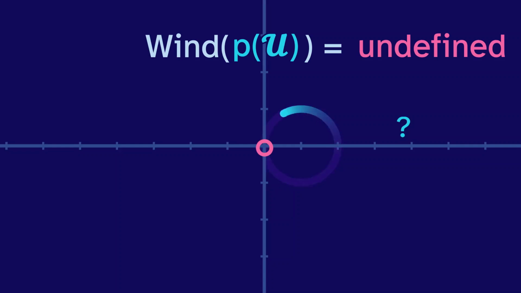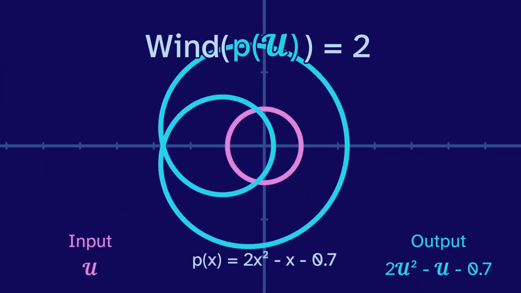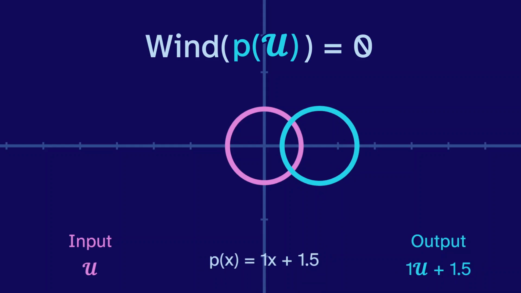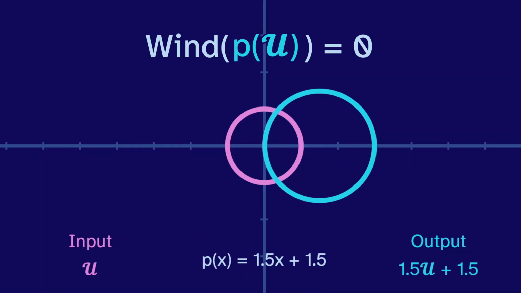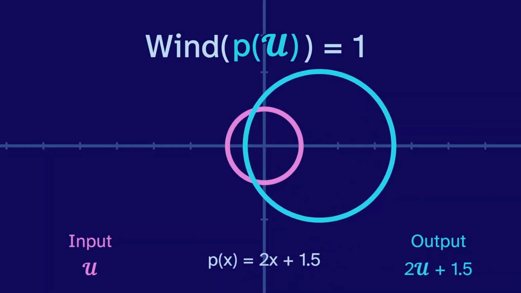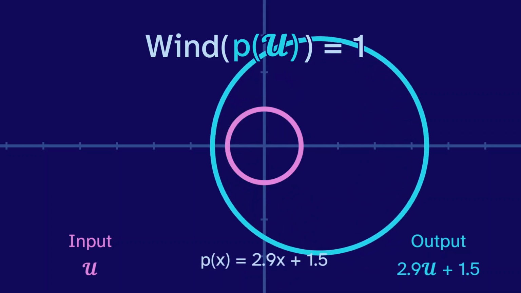In this case, the winding number is undefined, so we can jump from one winding number to another by passing across this undefined point. For another example, let's start with x plus 1.5, which has a winding number of 0. Now we'll increase the coefficient on x, and the winding number remains 0 until we hit 0. At this point it's undefined, and then when we continue to increase, we now get a winding number of 1. So passing through 0 gives us a way to change the winding number, and in fact it's the only way that the winding number can change.